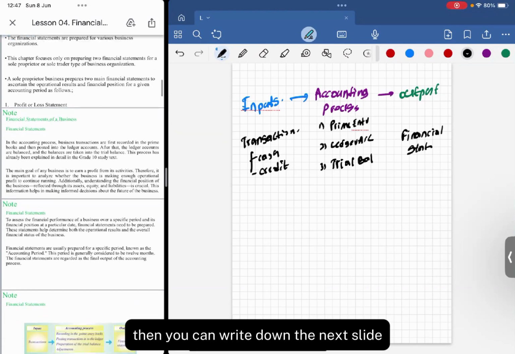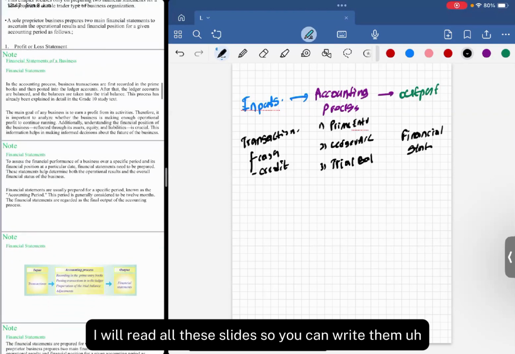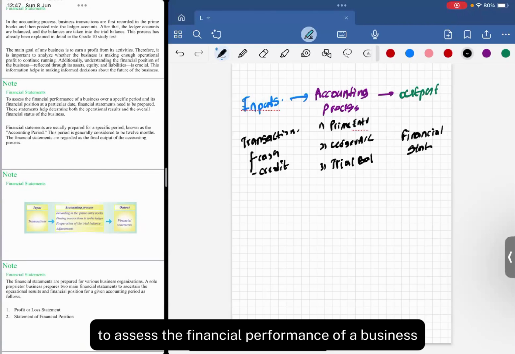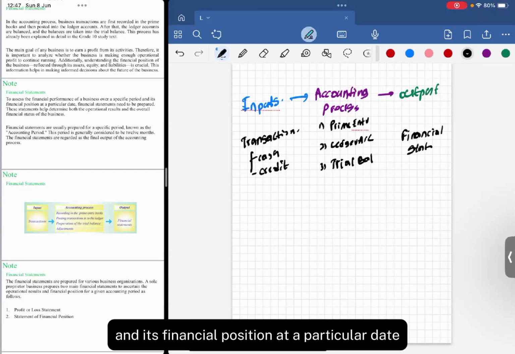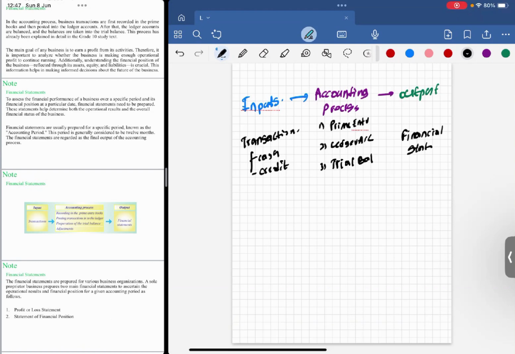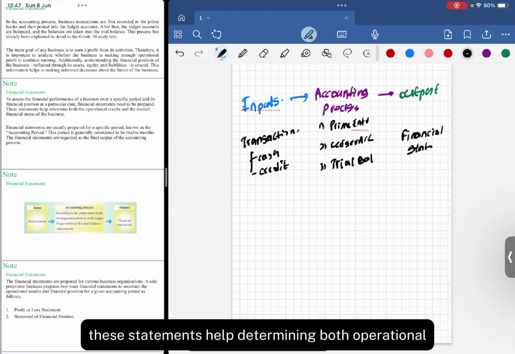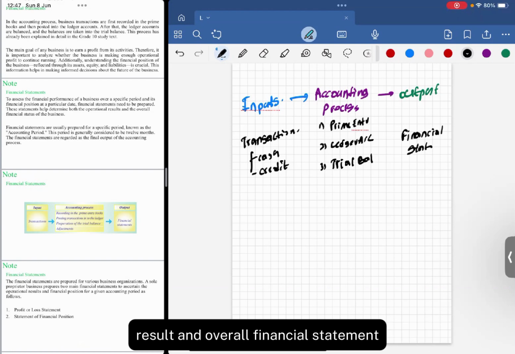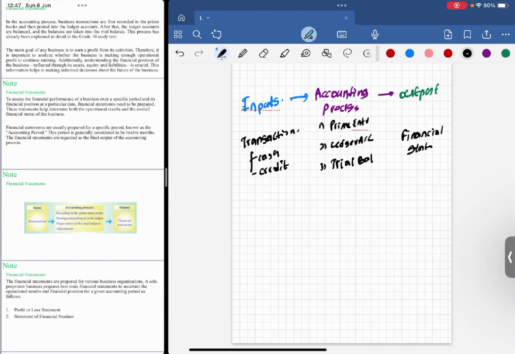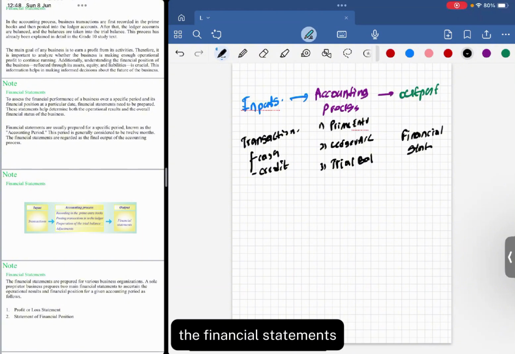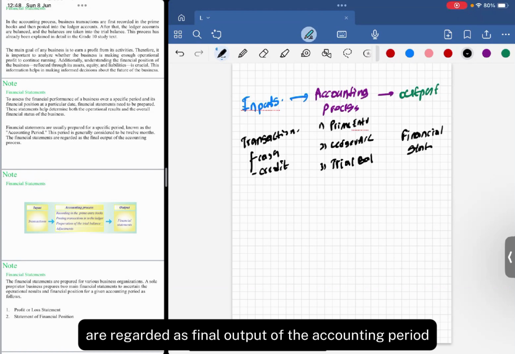Okay, then you can write down the next slide. I will read all these slides so you can write them. To assess the financial performance of a business over a specific period and its financial position at a particular date, financial statements need to be prepared. These statements help determine both operational result and overall financial status of the business. Financial statements are usually prepared for a specific period known as accounting period. This period is generally considered to be 12 months. The financial statements are regarded as the final output of the accounting period.